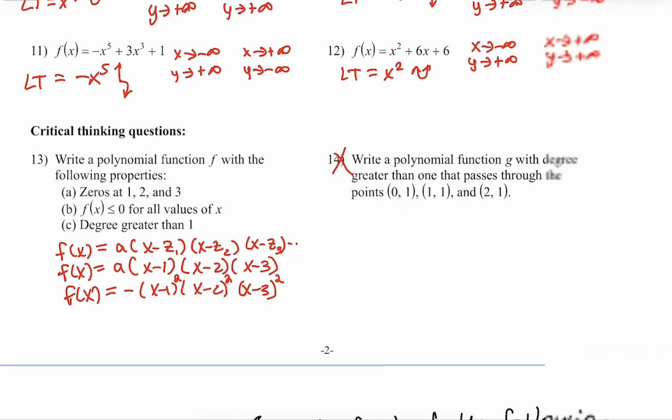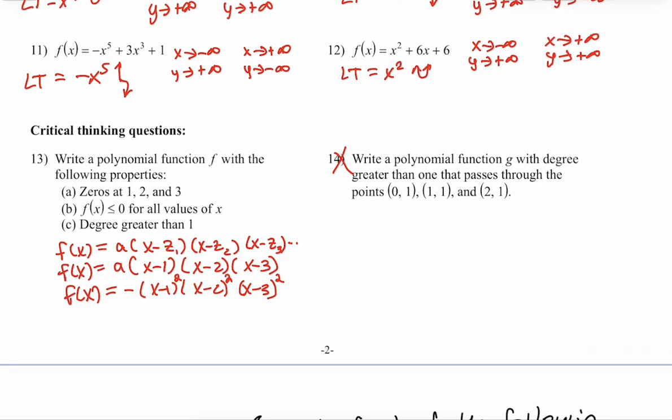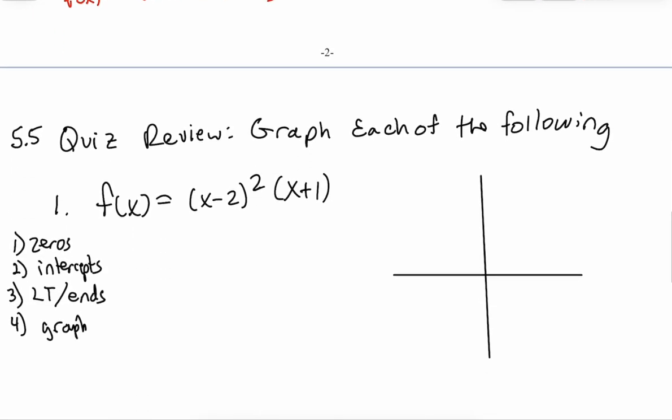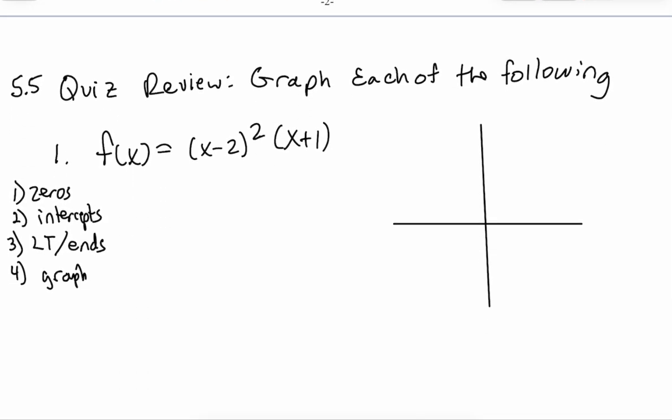Okay, last little thing, quiz review. We will have a quiz on Monday at the beginning of class before notes. The quiz will look very much like what you see here. I will give you a function in factored form. So these aren't the kind that you have to factor. We're going to take baby steps. You're going to tell me the zeros, the intercepts, the lead term and the ends, and then you're going to graph it.